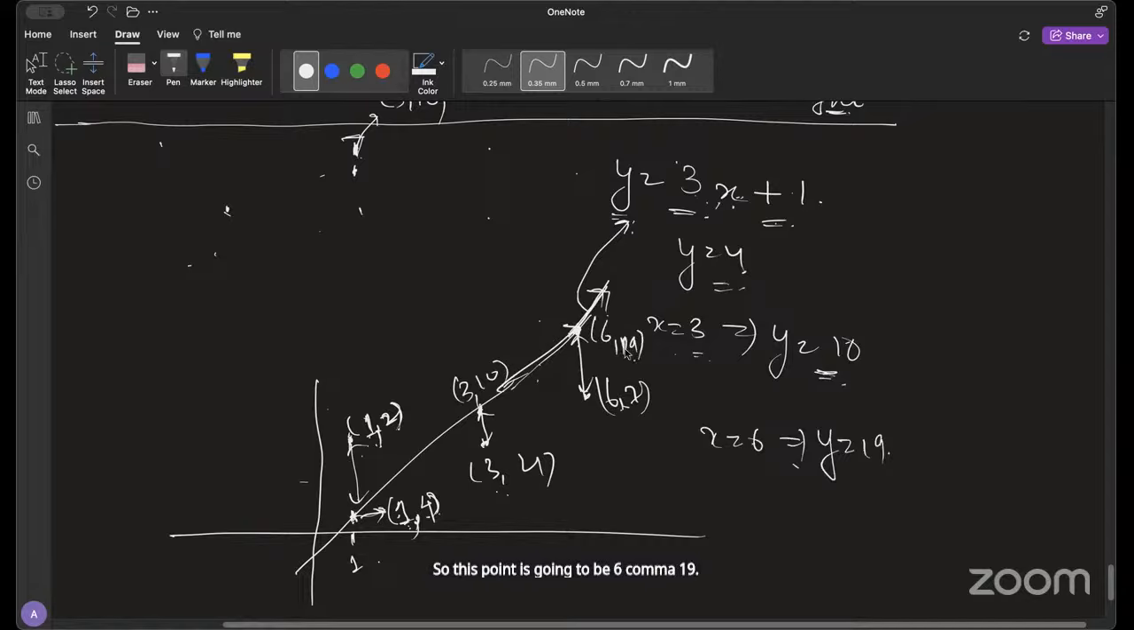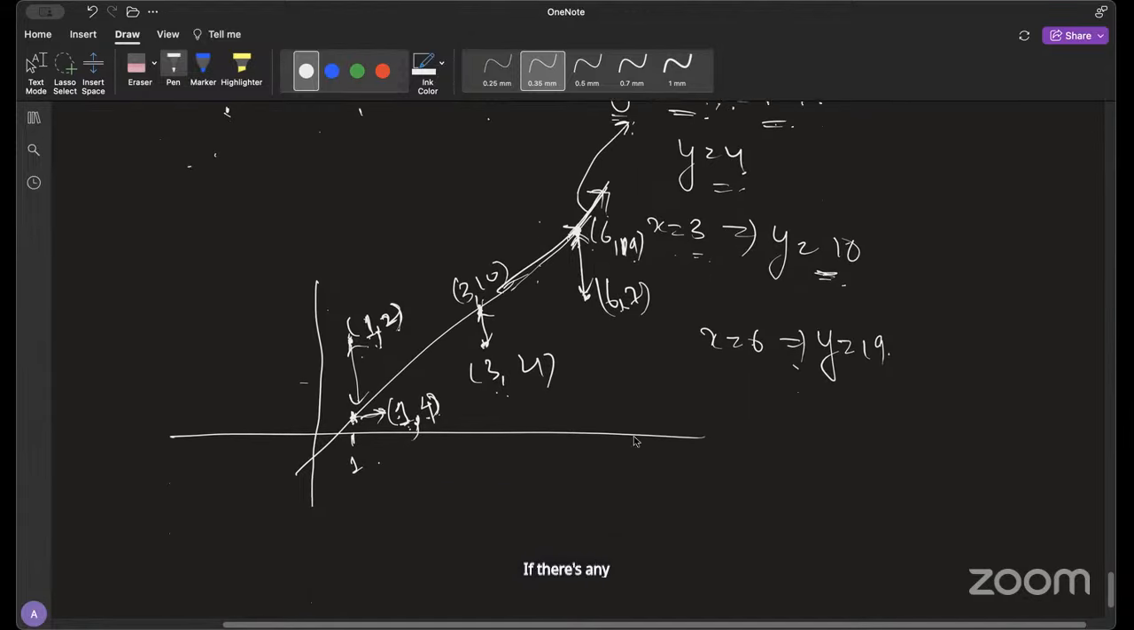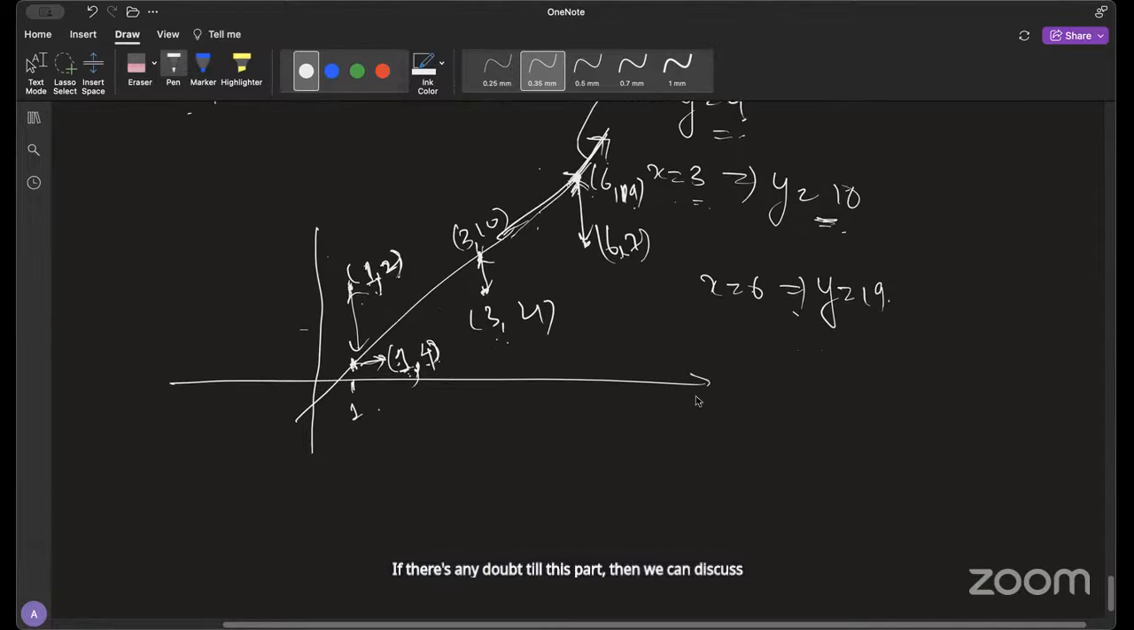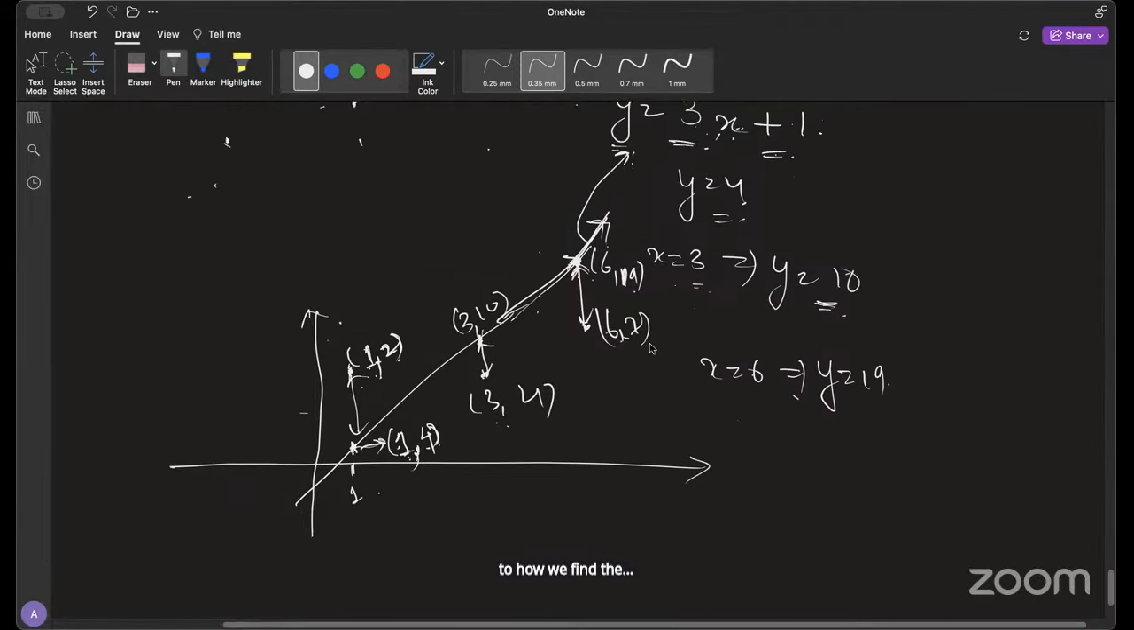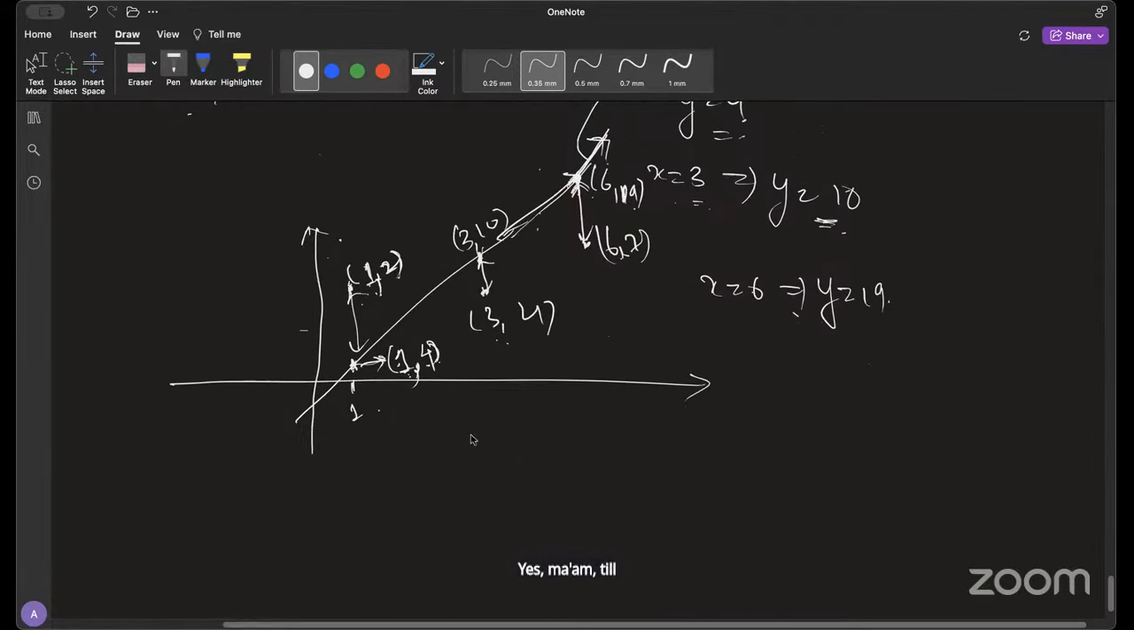So we first find the points on this line corresponding to these points. You understood this point, right? If there's any doubt till this part, then we can discuss. Otherwise, we can move ahead to how we find the sum of squared errors. Yes, ma'am. Once this is clear, we'll get 3 points on the line.